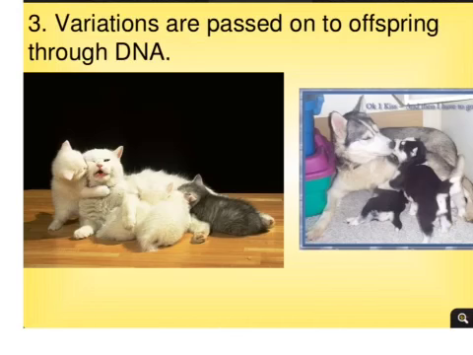Number three, variations need to be passed on to your offspring through DNA, also through heredity. If you remember your Punnett squares, looking at how traits get passed on. Here on the left, you can see these cats passing on the white furred trait to the kid. And you also see these dogs passing along not only hair color, but maybe how to get food, how to play. That might help them get more energy and so on.